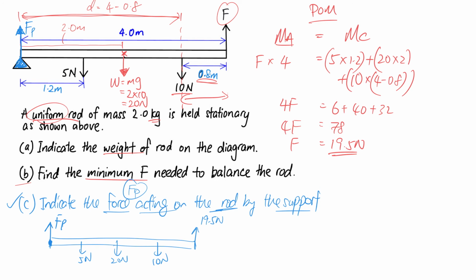And applying net force equals 0, the total upward force is FP plus 19.5. That must equal the sum of the total downward force, 5 plus 20 plus 10. And from here, you can solve for your FP in Newtons. So that's how you do the question.